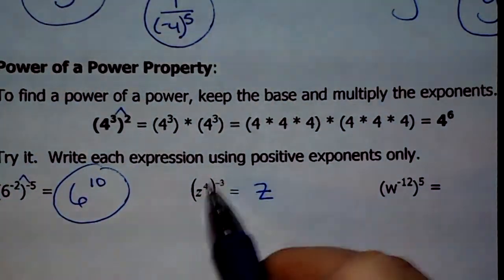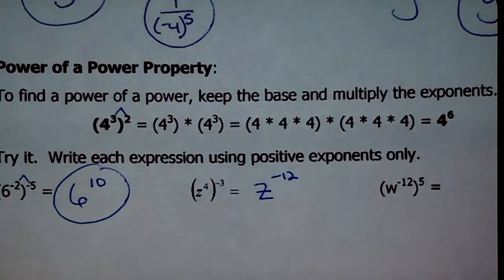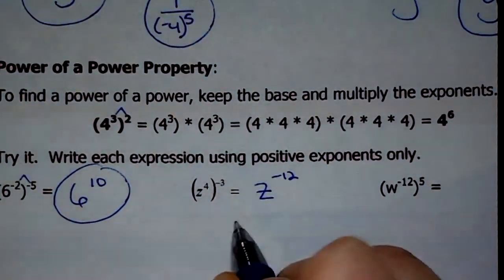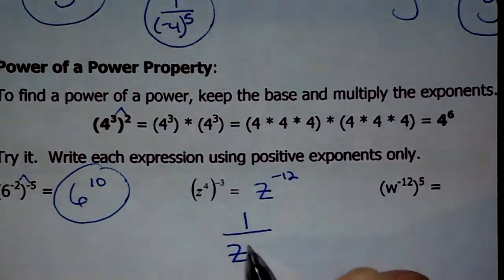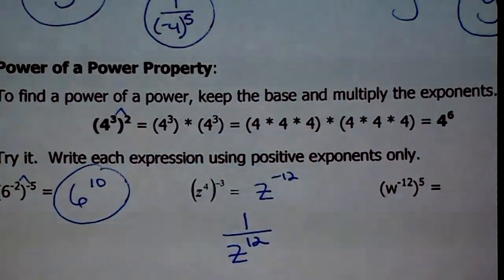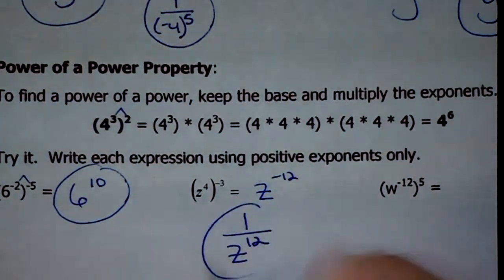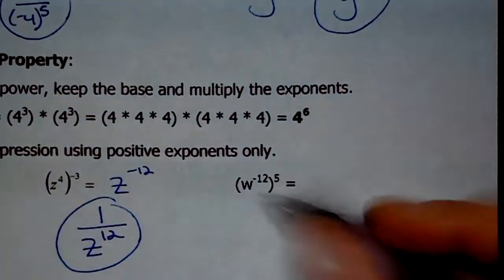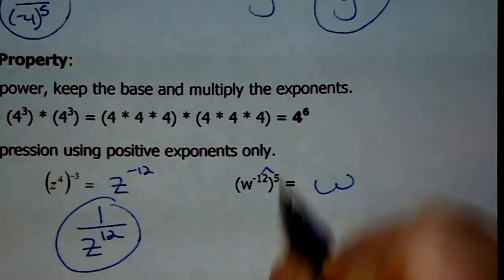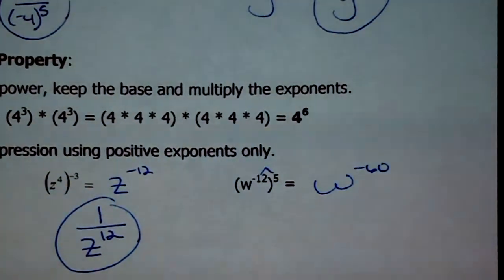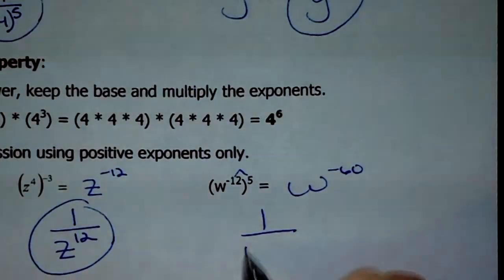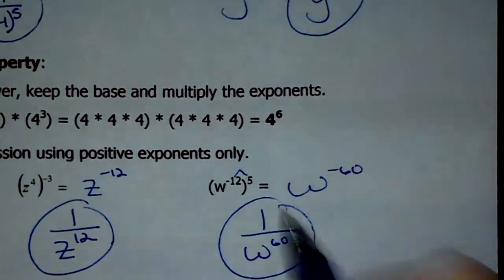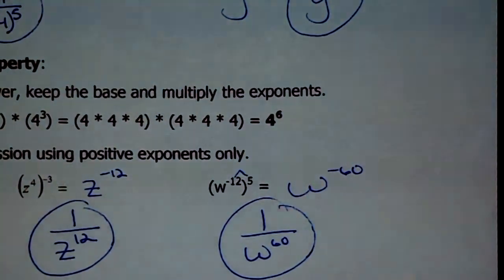And 4 times negative 3 is negative 12. This isn't in simplest form yet because I have a negative exponent. So remember, when you have a negative exponent, we take the reciprocal of the same base to the positive exponent. So instead of z to the negative 12, we want to write this as 1 over z to the 12th power. Now it's in simplest form. Last one, power to a power, I bring over the base. Negative 12 times 5 is negative 60. That's not okay, so I write this as the reciprocal of the same base to the positive exponent. So we're done with that.